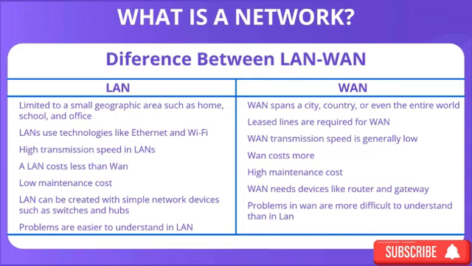LANs have higher transfer rates than WANs. LANs are both less costly and have lower maintenance costs than WANs. LANs can be created with simple network devices such as switches and hubs. WANs need devices such as routers and gateways. It's much easier to understand the problems in the network in LANs than in WANs.